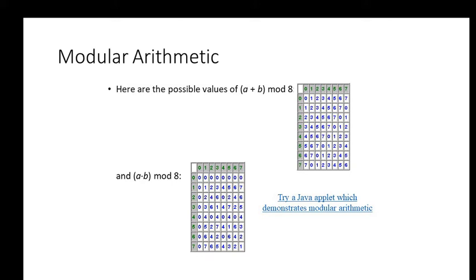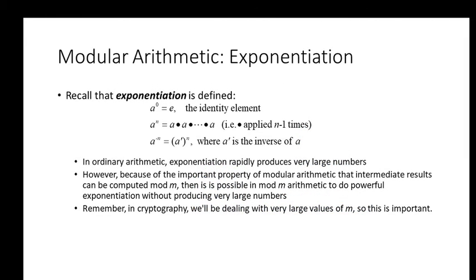For subtraction also, we have a minus b mod 8, as in the table in which the values are given. Recall the exponential is defined as a to the power 0 is equal to e, the identity element. a to the power n is equal to a·a·a and so on, with the dot applied n minus 1 times.